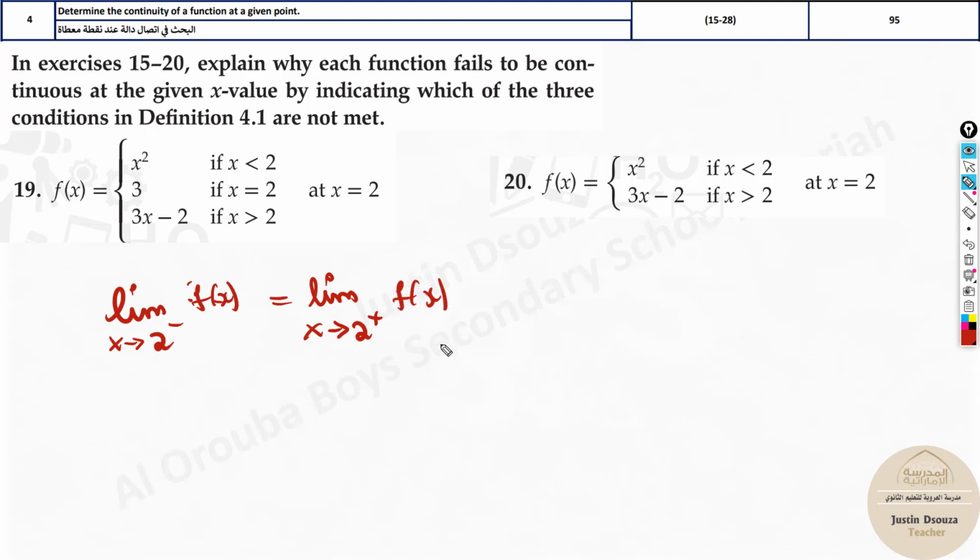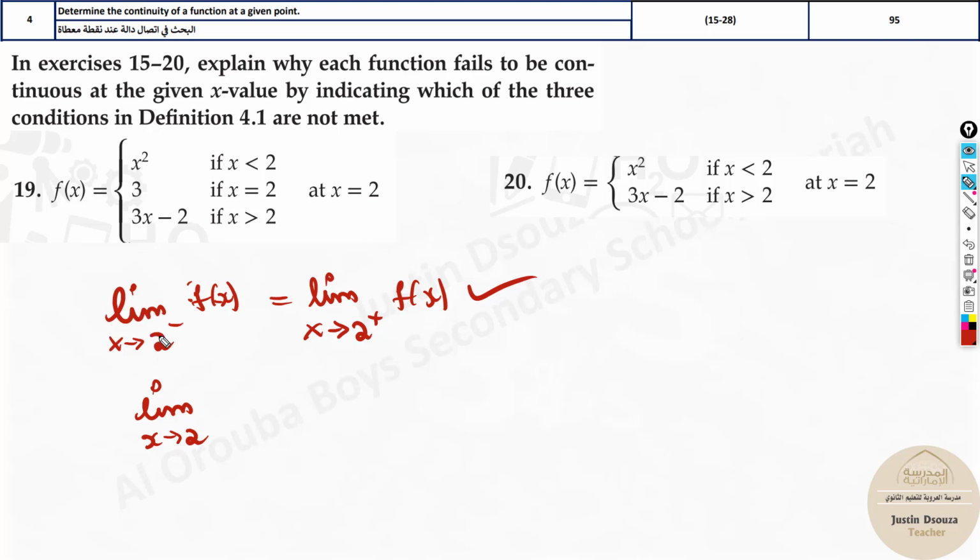Now, this is the thing. If this exists, this is true. If this is false, it's over. It's not continuous. But if this is true, then whatever we get, the limit as x tends to 2, it'll be the answer.